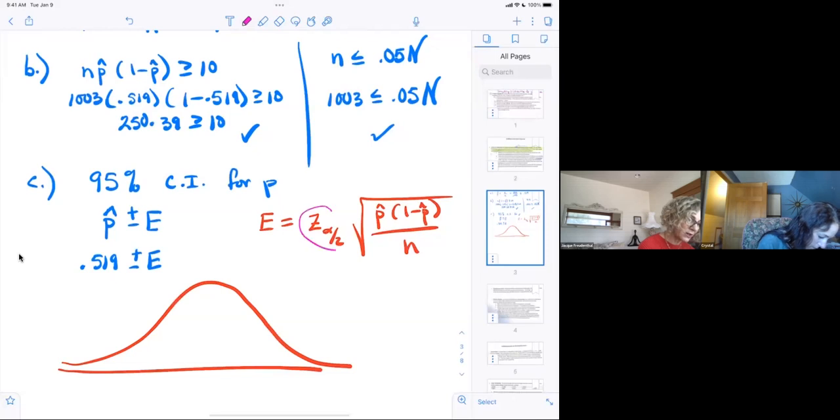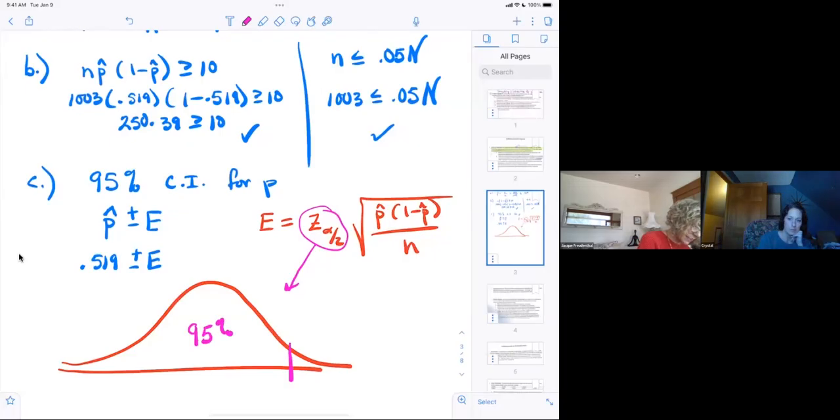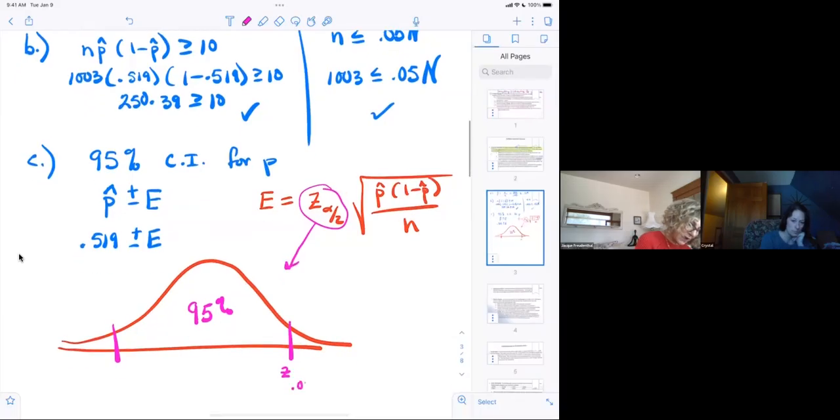Really hone in on critical values and what they're related to on the graph. So my critical value, if it's 95% here, then that means my tails would have 5% total, so this would be z sub 0.025 because I have 2.5% on each tail.